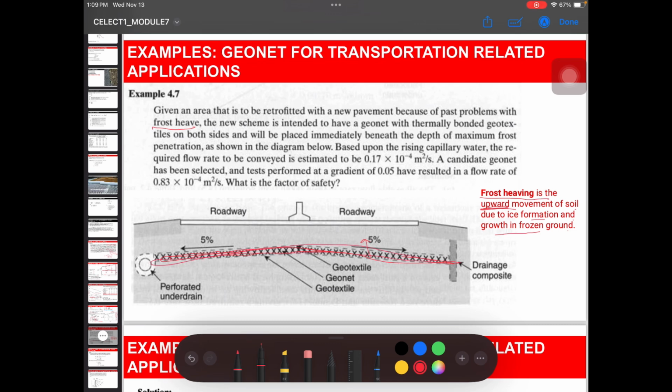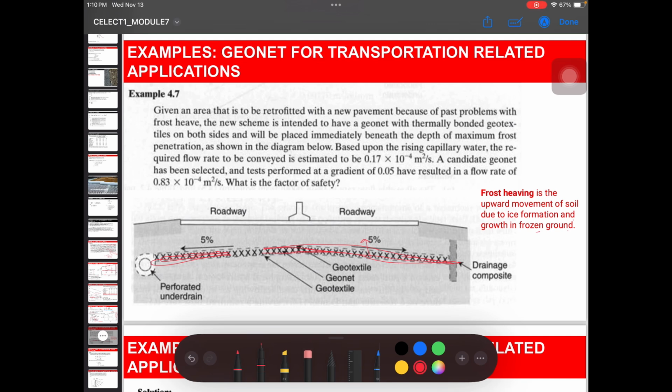So, sabi nga niya, the new scheme is intended to have a Geonet with thermally bonded geotextile on both sides and will be placed immediately beneath the depth of maximum frost penetration, as shown in the diagram below. Based upon the rising capillary water, the required flow rate to be conveyed is estimated to be 0.17. A candidate geonet has been selected and tests performed at a gradient 0.05 have resulted to a flow rate na ito. Okay, so what is the corresponding factor of safety?